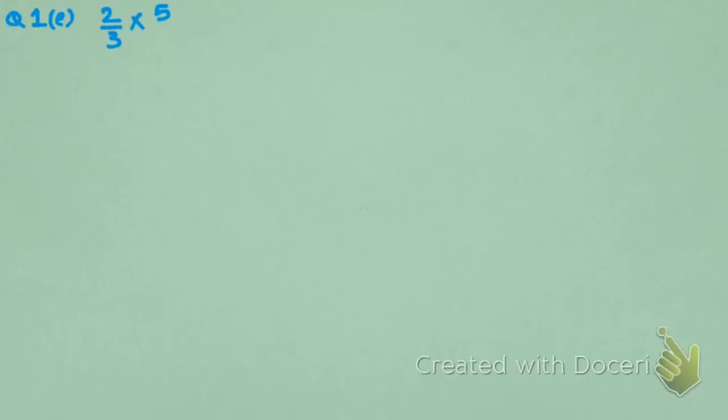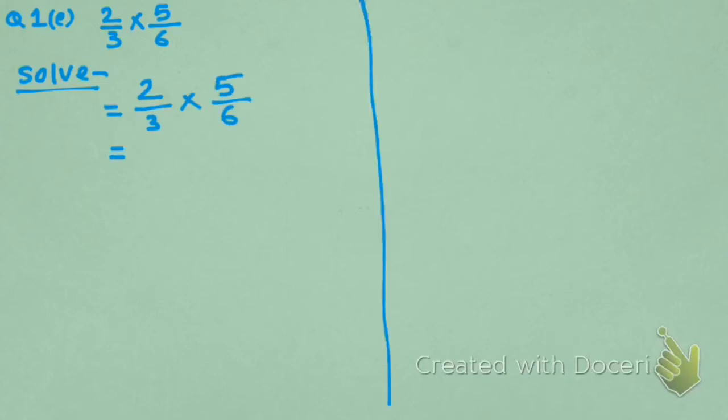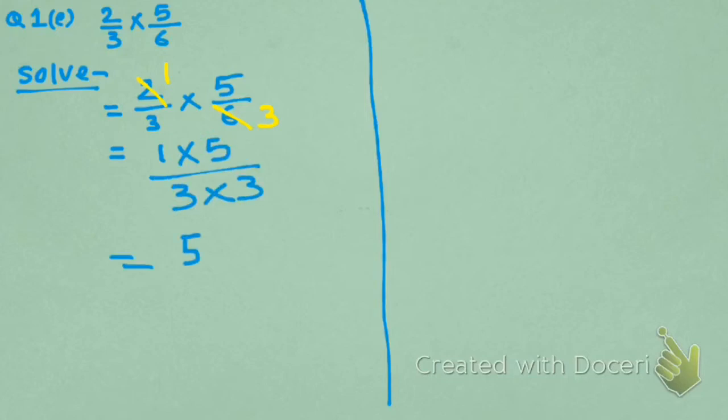Question number is 2 upon 3 into 5 upon 6. Okay, to multiply, what you'll do? Here you can see that 6 comes in 2's table how many times? 3 times. And 2 comes in 1 times. Here again 3 does not come in 5 table. So you write 1 into 5 and 3 into 3. So it will give you 5 upon 9.